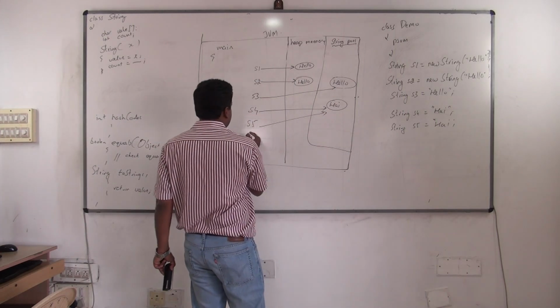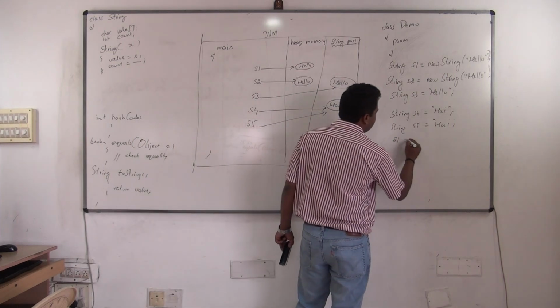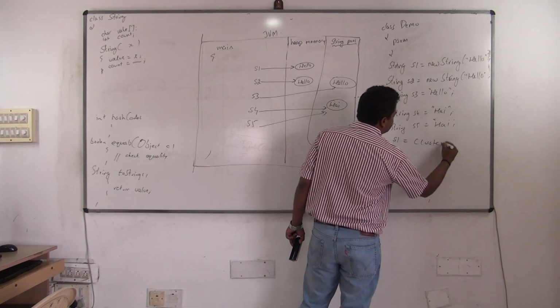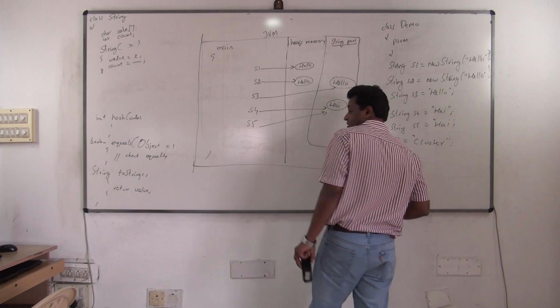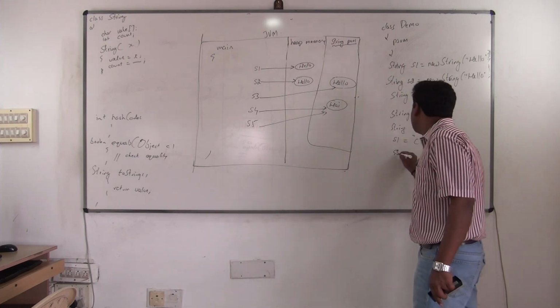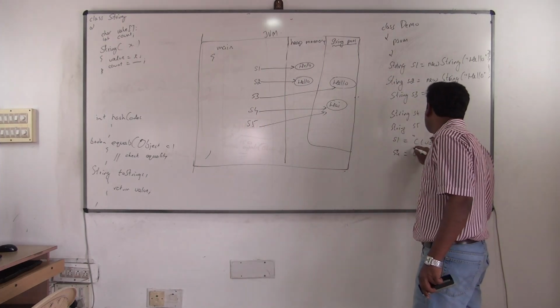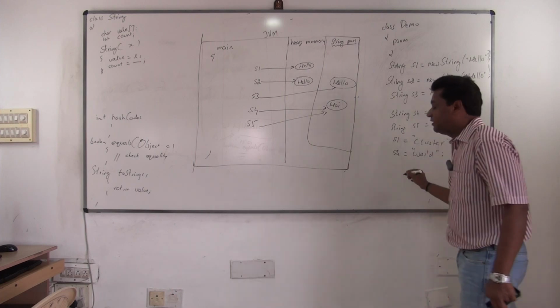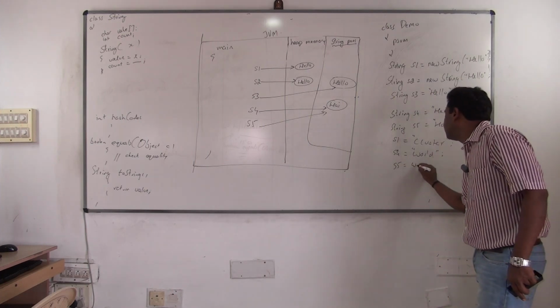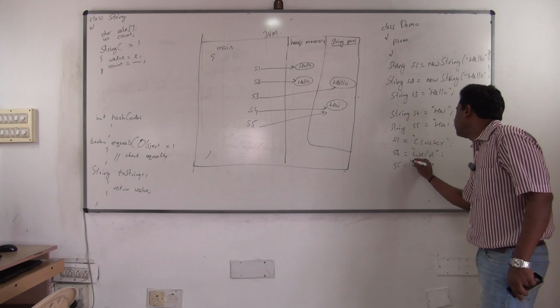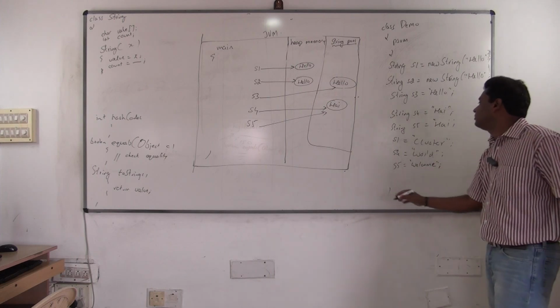I'll say S1 is equal to cluster. We'll continue coding now. Then I'll say S4 is equal to world. Then I'll say S5 is equal to welcome. So I added some more code now, extra. So let's see what happens now.